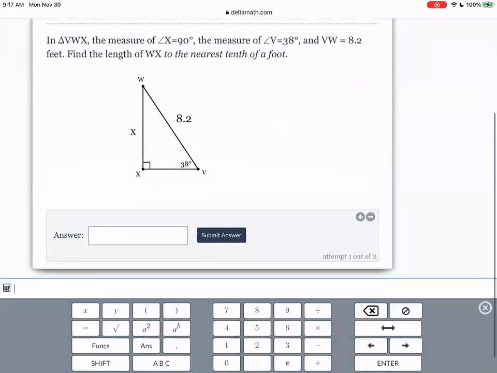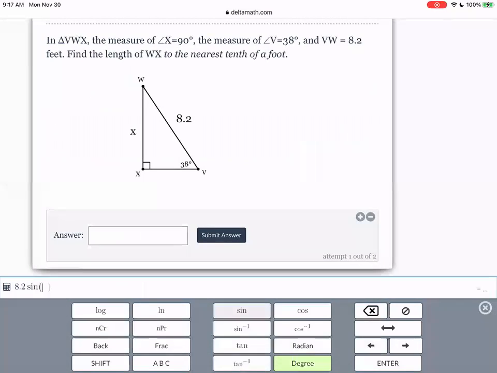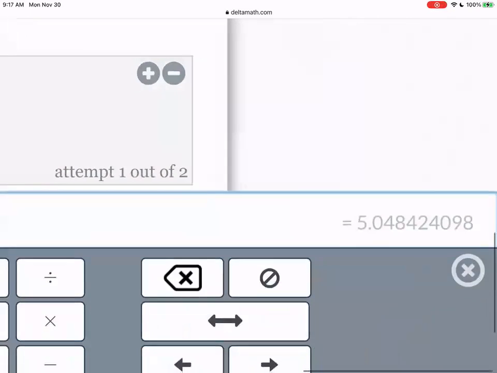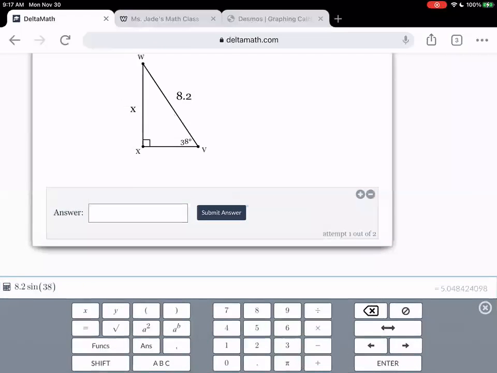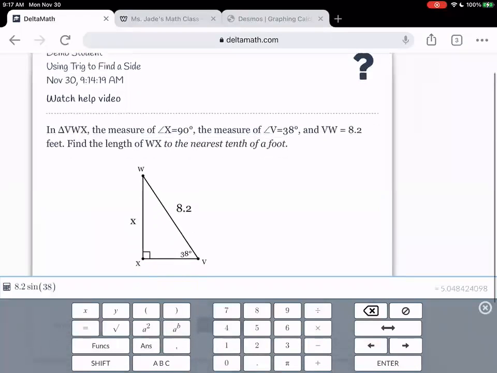Okay, so we said in the calculator 8.2 times sine 38. Oops, 38, there we go. Then I get 5.048424098, whatever, all of that. And we want to round this to the nearest tenth of a foot, it says. Find the length of WX to the nearest tenth of a foot. That means we want one decimal place in our answer.